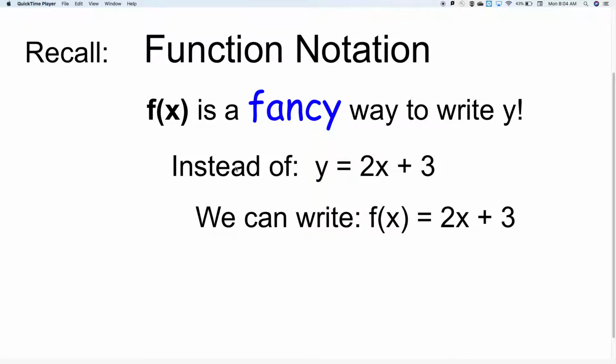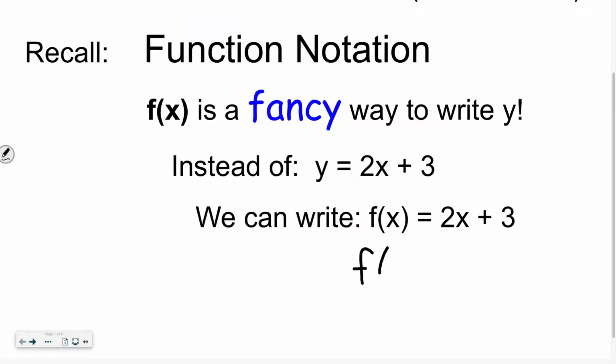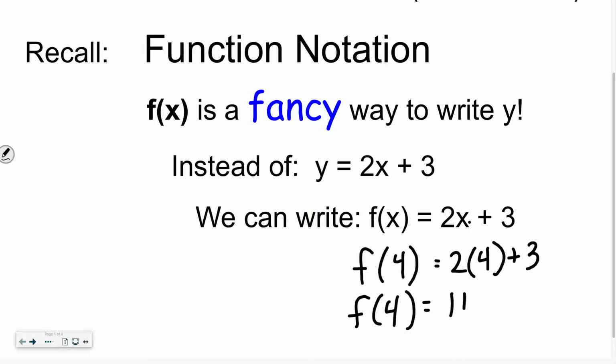I think there was a question on your summer packet quiz where they gave you some function, f of x, and they asked you to evaluate it for some value. So like, let's say I have f of 4. Notice 4 is in place of what value in function notation? It's replaced the x. So it just means on the other side where you see x, put 4. So f of 4 is equal to 8 plus 3, which is 11.